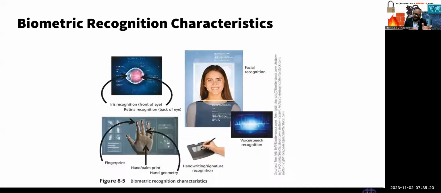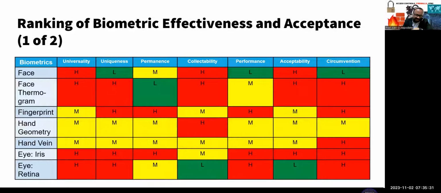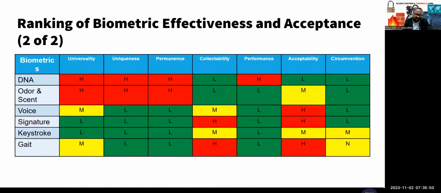So there are some characteristics for systems. So a biometric system, here you see your iris for your eye, your facial, even a signature pattern is considered part of your biometrics characteristics. So there is a ranking of the effectiveness or acceptance of biometrics. Here you see that face, you see on there in terms of universality compared to maybe hand vein. You see it's got the yellow. So this is just a chart for you to see what they say in the industry.